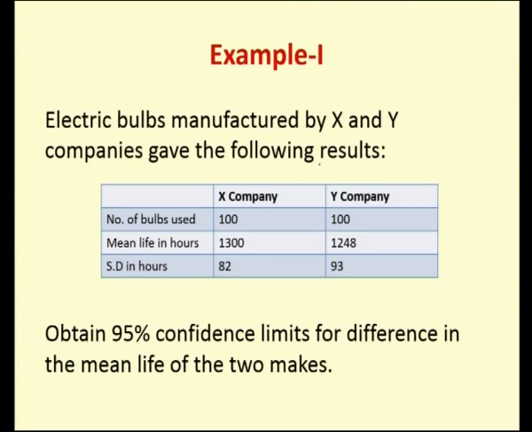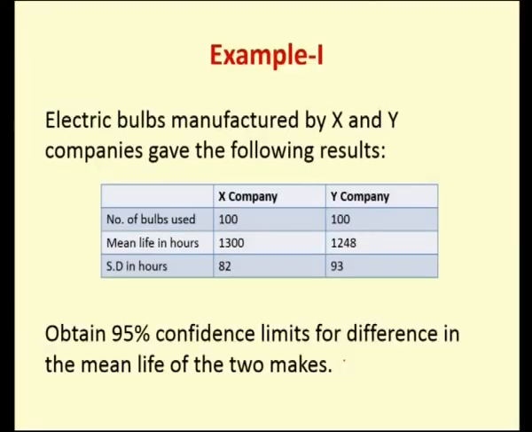Electric bulbs manufactured by X and Y companies gave the following results. So, two companies are there, X company and Y company. Number of bulbs used is 100 and 100, and mean life in hours for X company is 1300 and that of Y company is 1248. Standard deviation in hours is given as 82 and that for Y it is 93. You have to obtain the 95% confidence limit for difference in mean life of the two makes. So, how to go about the problem?